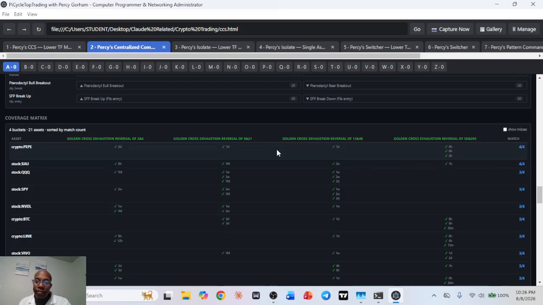PayPal. Hmm, interesting. For the various time frames, all those things are met, right? For the various time frames. And that golden cross exhaustion means it was going down from going up and the reversal happened, right? Which means the channel did not close out.